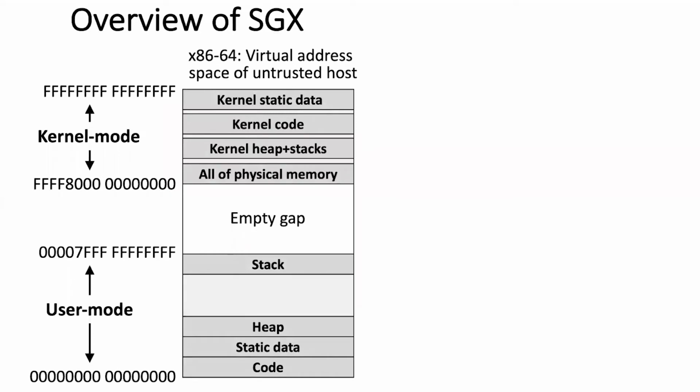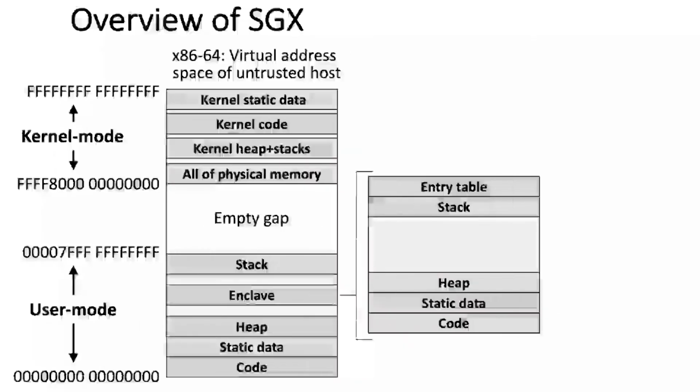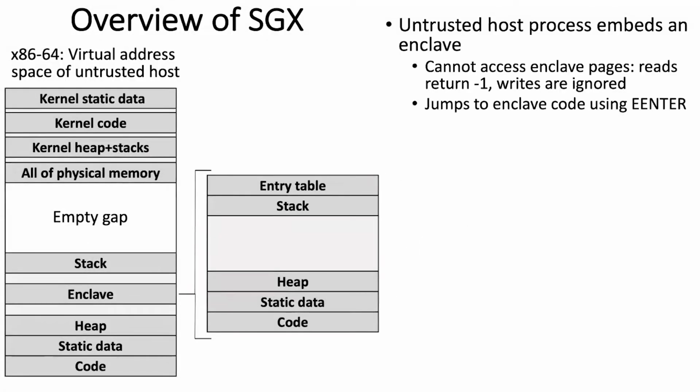Now, this is a standard address layout of an untrusted host process running on an x86 machine. So SGX embeds an enclave within the user address space such that the enclave has its own stack, heap, data and code segments. What's even more interesting is that it isolates the enclave such that the untrusted host process itself cannot access the enclave pages unless it invokes the EENTER instruction.